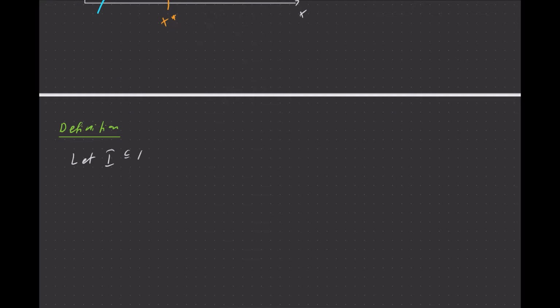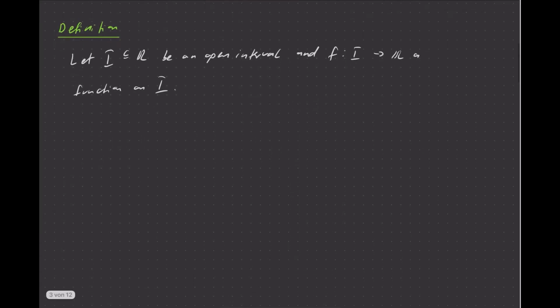Let I be a subset of R, and let that be an open interval, meaning both boundary points are not included. And let f be a function on that interval. Then, first part of the definition, we'd say that the function f is differentiable at a certain point x star in this interval if the limit of these slopes exists. And I'll give you that limit in a second.